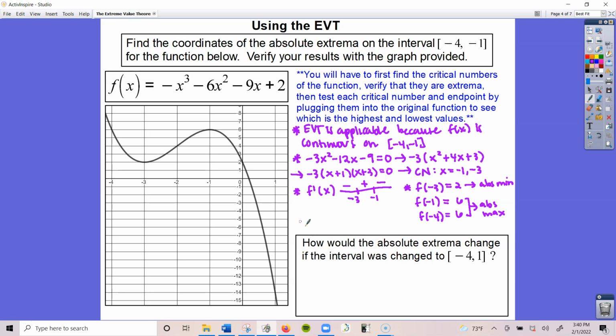So if I asked for the coordinates, you would say the absolute minimum is negative 3, 2, and the absolute maximums are negative 1, 6, and negative 4, 6.